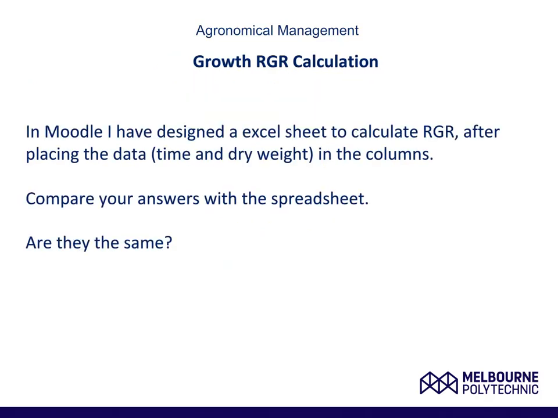On Moodle, which you'll remember is the learning management software that we use in this degree, I have designed an Excel sheet for you to calculate relative growth rate. You can place data in this, time and weight, into columns, and it will automatically calculate your relative growth rate. You can then compare the relative growth rate that you have calculated with the relative growth rate in the Excel sheet. Are your answers the same?